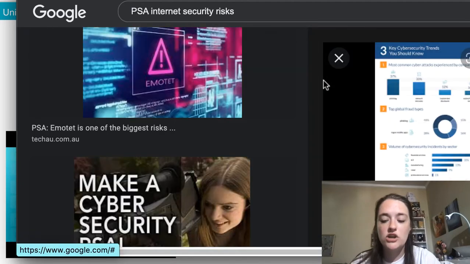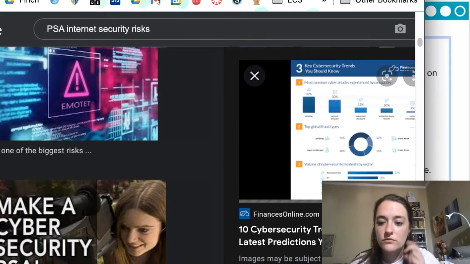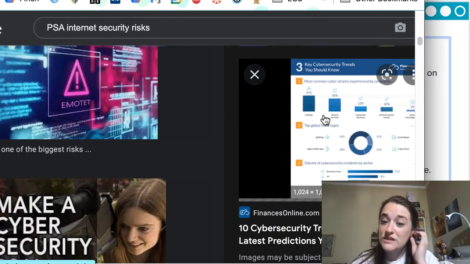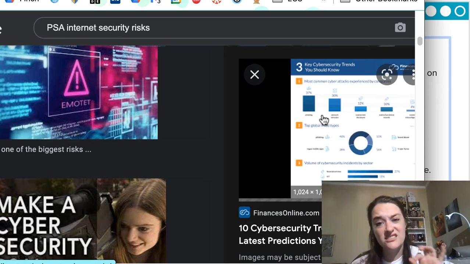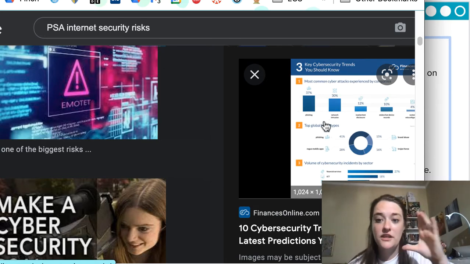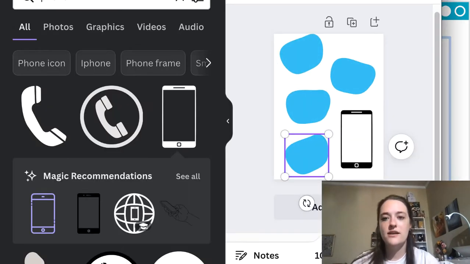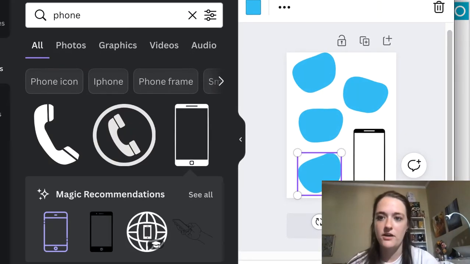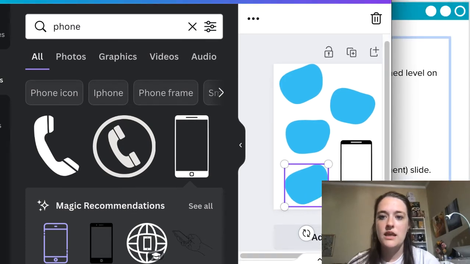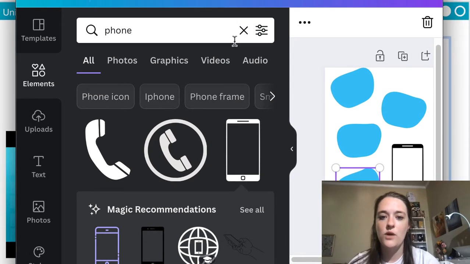Okay, who does it target? If it targets mostly senior citizens because they're not so good with technology, then you can put that information on there. Okay, but this would also be a great opportunity to use one of my favorite sites, Canva. Okay, and I'm going to show you what an option is.